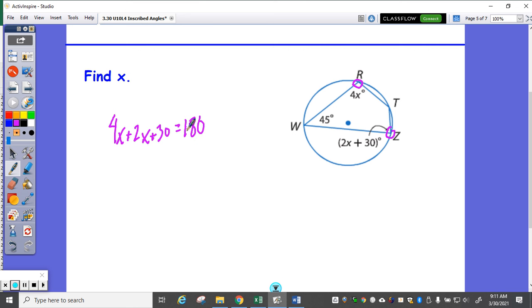Questions about this? You cannot. It's not saying that you couldn't do it, but I don't know anything about angle T, so I couldn't put that in there. Okay, all right.